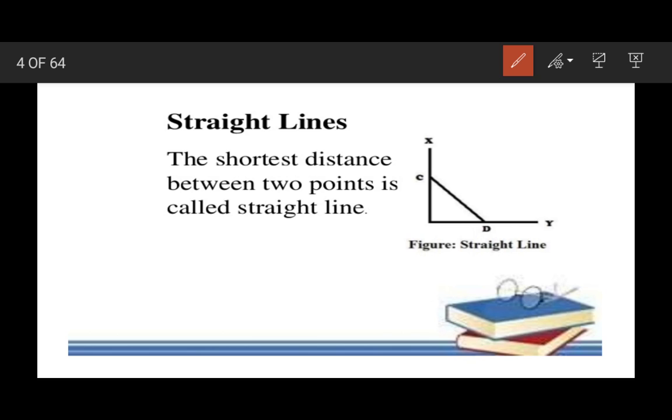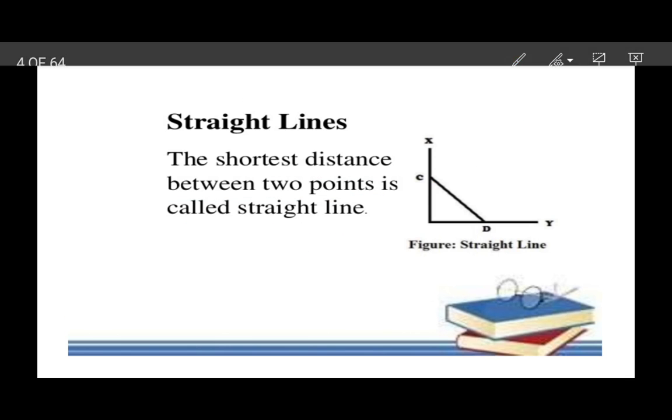Now let's start with the definition of a straight line. In a simple way, we can define a straight line by joining any 2 points. By joining any 2 points, we get a straight line. Or we can say that the shortest distance between any 2 points is known as a straight line. So one point is here and one point is here. By joining these 2 points, I get a straight line. So simply, any 2 points can define a straight line.